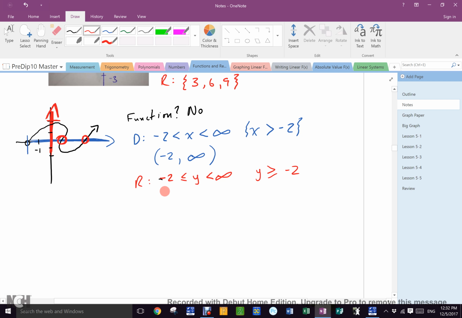Oh, no, -2. What kind of bracket? Square bracket, because we said it was equal. Equals to that, so -2. Then what? And then space, infinity. Round.